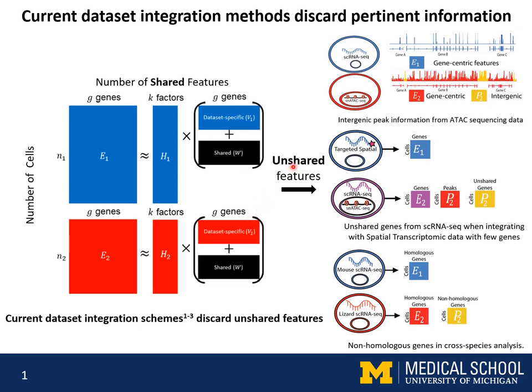However, this entails the discarding of pertinent information, such as intergenic peak information when we're dealing with ATAC sequencing data, as well as unshared genes from single-cell RNA-seq when integrating with spatial transcriptomic datasets that are typically characterized by few genes, as well as in areas of cross-species analysis where we have non-homologous genes.